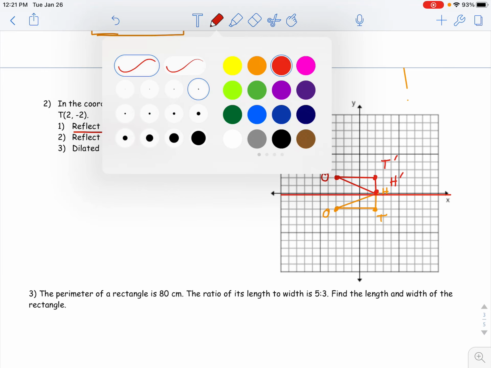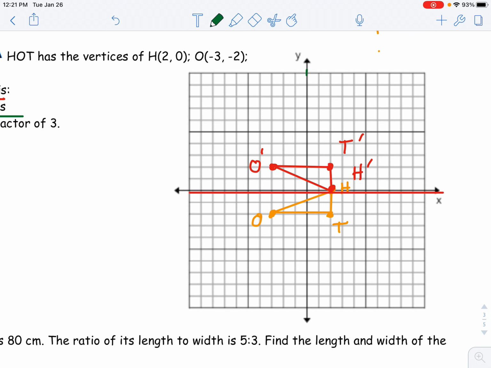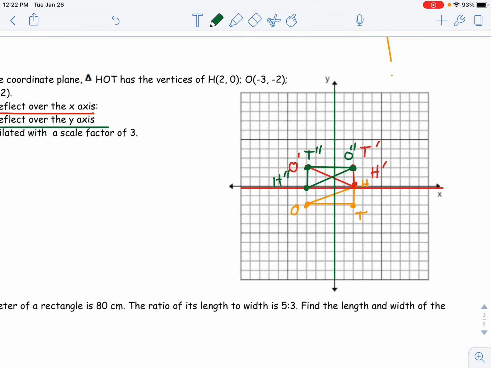Now we're going to reflect over the y-axis. All right, now the y-axis goes like this. All right, so basically O double prime will land where T prime was, T double prime will be where O prime was, and then H comes over here. A lot going on right now. We're focused on this green triangle.